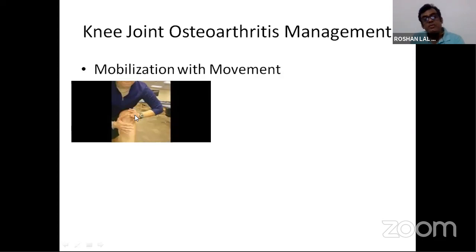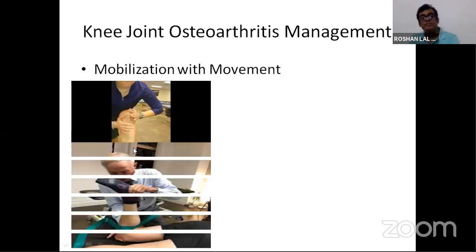One hand is placed over the distal femur and the other hand is placed on the proximal tibia on the medial side. The patient applies a force couple against each other. So this hand presses the proximal tibia, which results in lateral glide of the tibia. So this lateral glide helps in improving the symptoms.